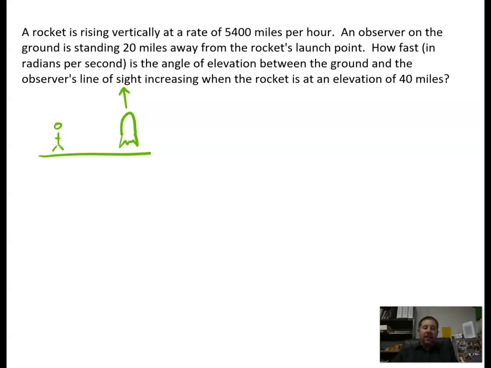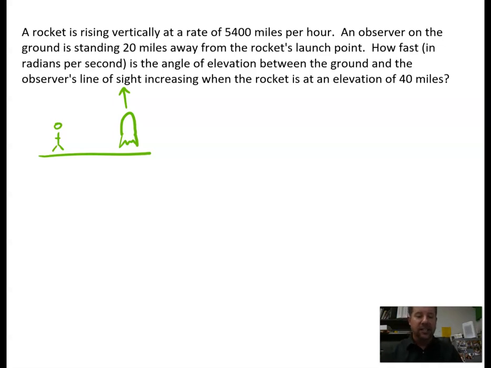I've got another illustration for this one that we can use to understand what's happening. Looking at this one, we have a rocket that's rising vertically at a rate of 5,400 miles per hour. The observer standing on the ground is 20 miles away from the rocket's launch point. How fast in radians per second is the angle of elevation between the ground and the observer's line of sight increasing when the rocket is at an elevation of 40 miles?